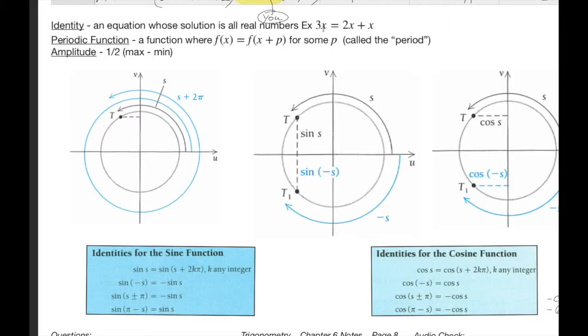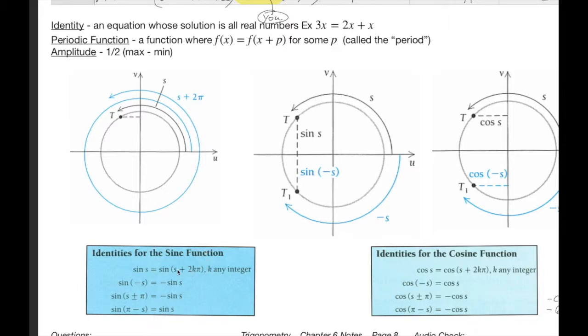So, for example, 3x equals 2x plus x. Any number you choose for x is going to satisfy this equation. If x is 0, it works. If x is 1, it works. If x is 10, it works. 3x is going to be equal to 2x plus x. The solutions are all real numbers. There's lots of these identities for sine functions, and they're kind of important.